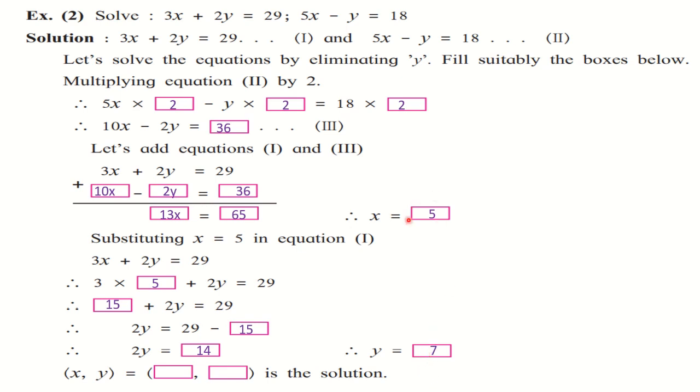So in this way we have got the values of x and y, which you need to write down as a final answer in the ordered pair they have given. Here first you will write the value of x, that is 5, and here you will write the value of y, that is 7. This is the solution.